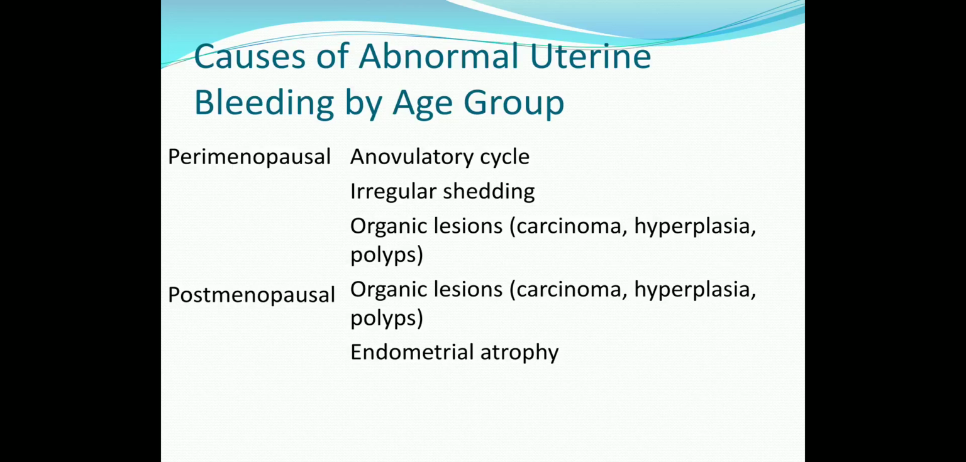Usually it is seen most commonly in the perimenopausal and postmenopausal age groups. In the perimenopausal age group, the usual causes are anovulatory cycles and irregular shedding. Sometimes it can be caused by organic lesions like carcinoma, hyperplasia of the endometrium, or polyps, which can be hidden inside. So that also comes under abnormal uterine bleeding. In postmenopausal ladies, bleeding can be due to carcinoma, hyperplasia, or endometrial atrophy.